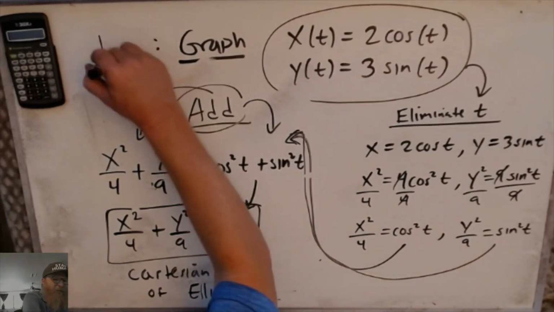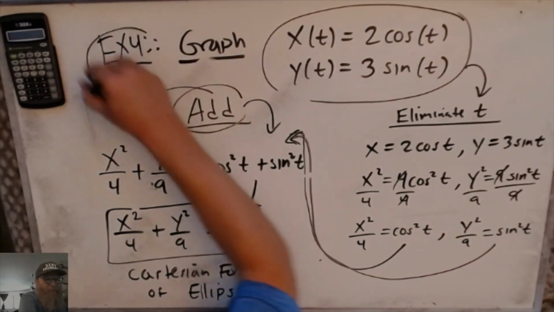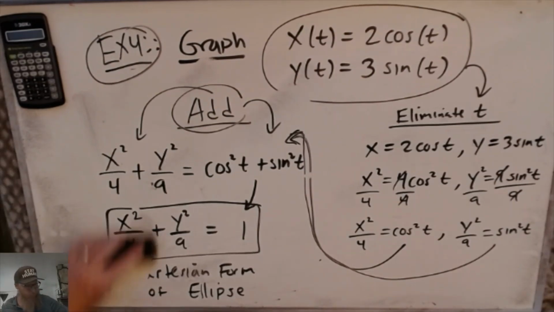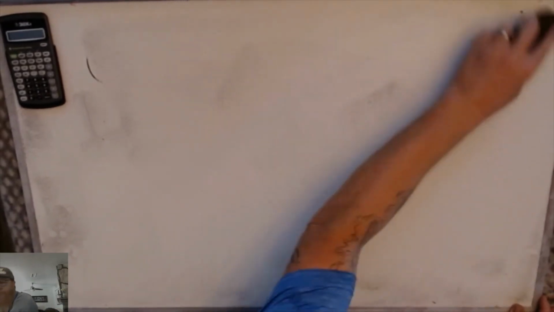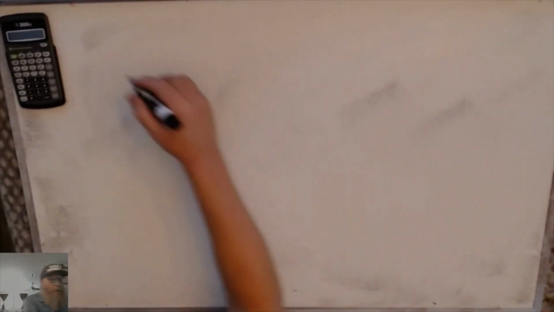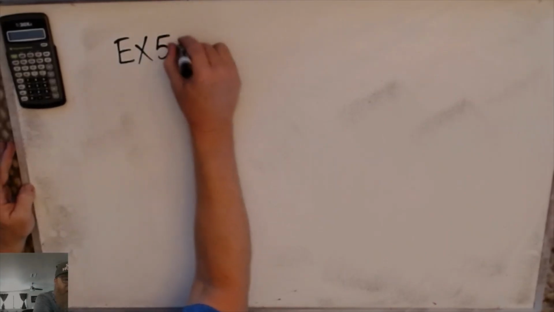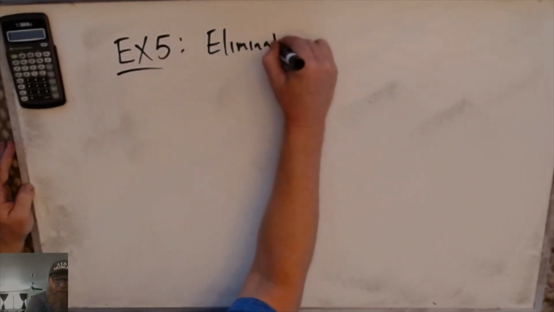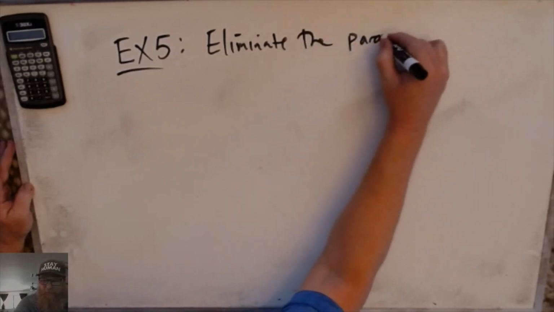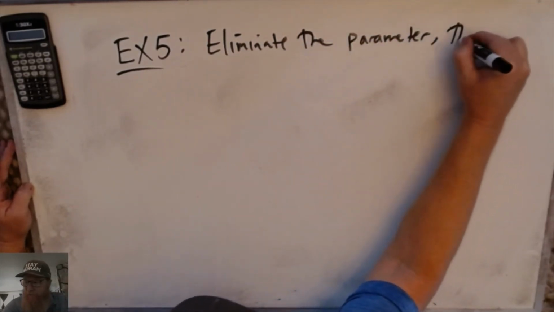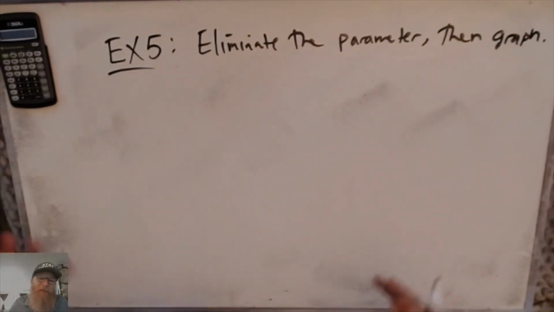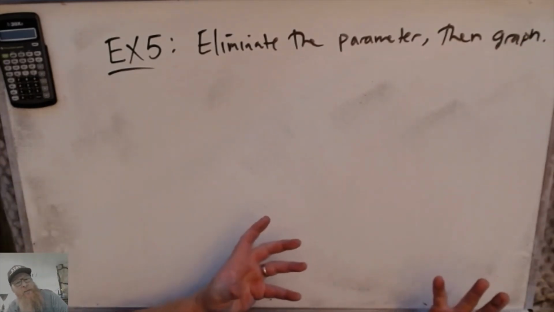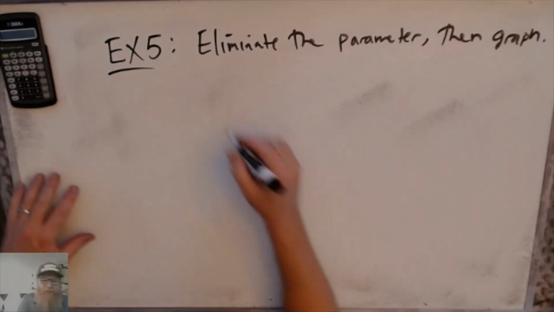I think this was actually example 4. Example 5, eliminate the parameter, then graph. Sometimes, if you're really experienced in graphing algebraic equations, you see a parametric equation, you might want to just rewrite it as an ordinary equation and then graph it.